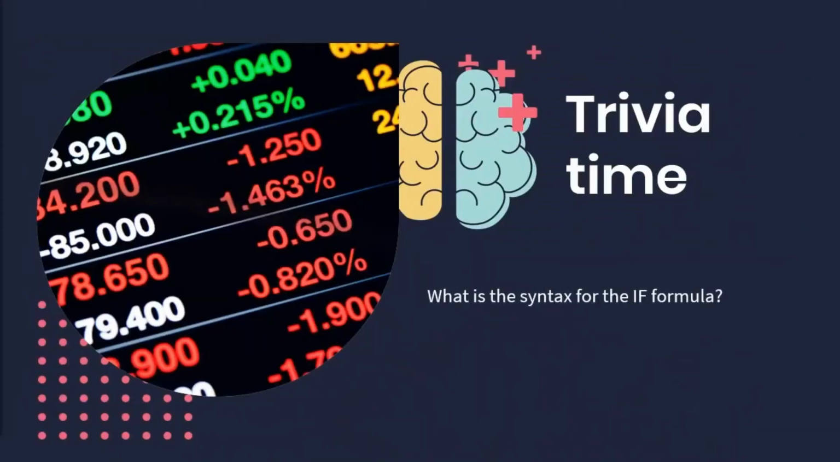What is the syntax for the IF formula? The IF formula runs a logical test which returns values which are a true result, if they are present. Otherwise, they will return a false result. So the formula will be equals IF, what you're looking for, the first value, and then you can close your brackets. The IF function can also be combined with logical functions such as AND, OR. This all helps you to extend your logical test.